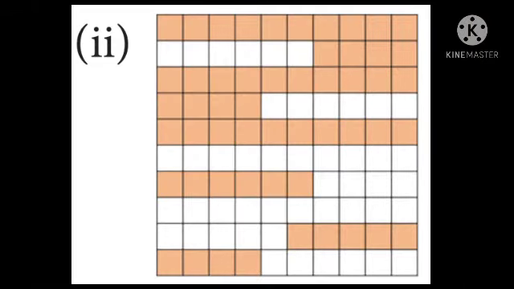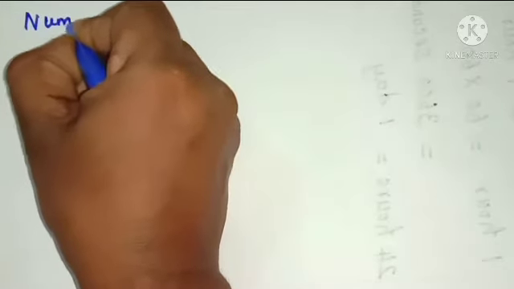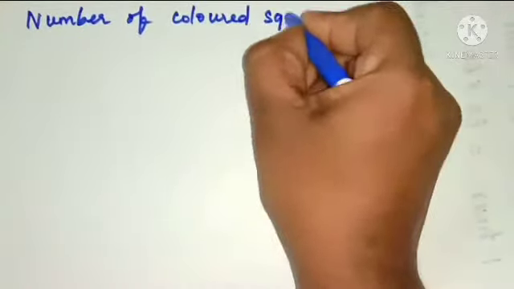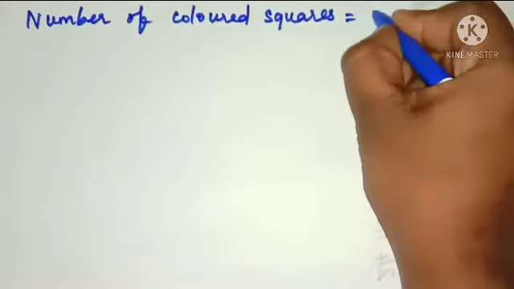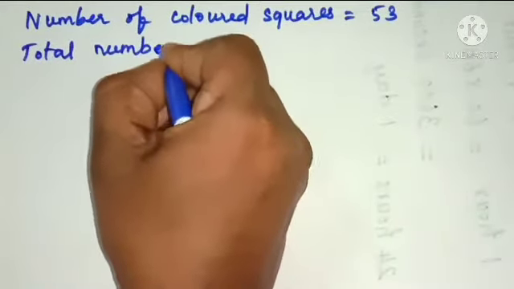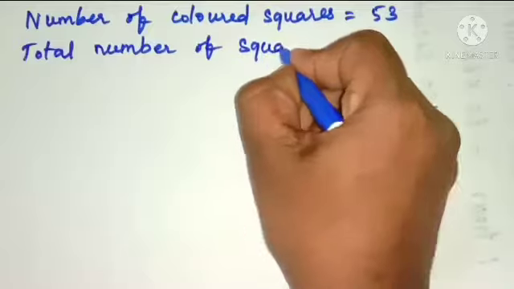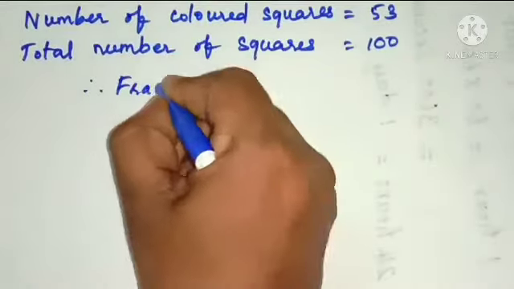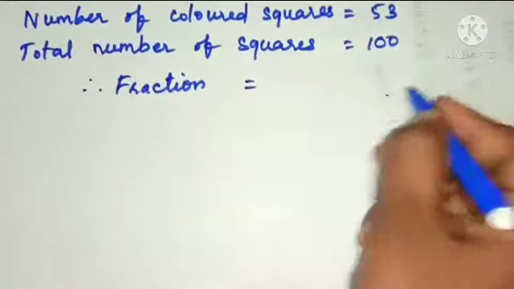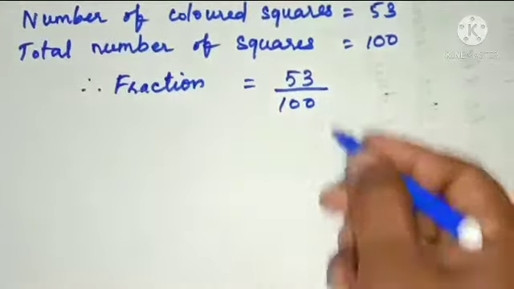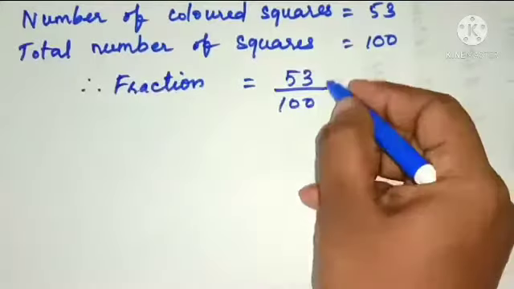Here, the number of colored squares is 53. The total number of squares is 100. Now we know that the fraction of colored squares is 53 out of 100, part by whole. And this is the fraction.